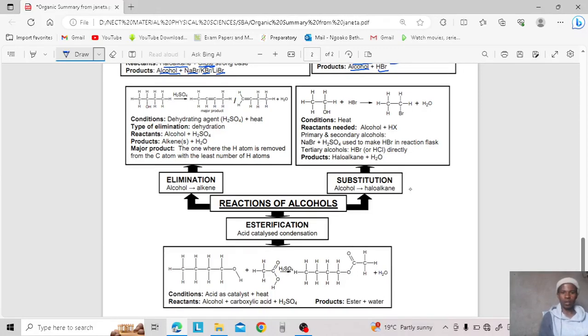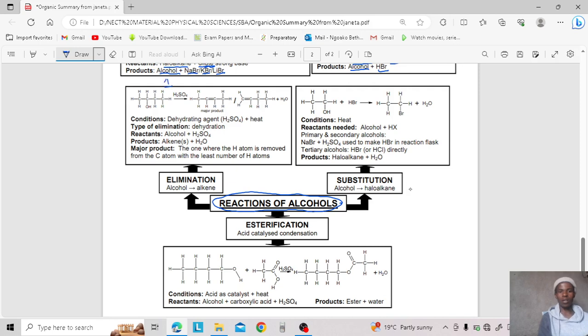Right, I'll relate the last type of reactions, the reactions of alcohols. Now we have reactions of alcohols, meaning alcohol will be a reactant, no longer the product. Let's start from here to be number one.